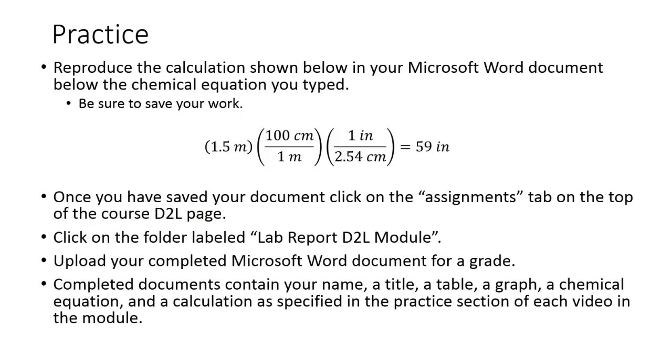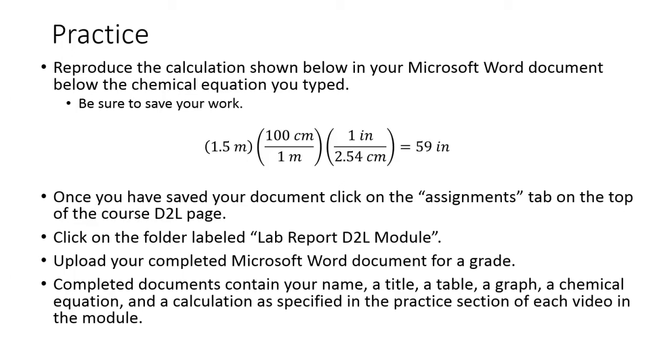Now it's your turn to try. We've given you a similar conversion here to type into Microsoft Word using the equation editor. Note, this must be typed using the equation editor. Do not type it in as standard text, as you will not receive full credit on your assignment. Make sure that when you are finished, you save your work. This calculation should appear below the chemical equation you just typed.